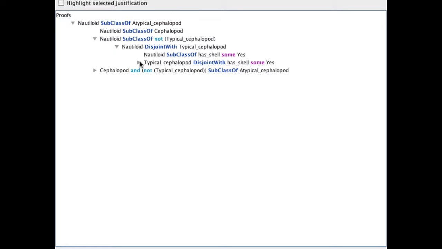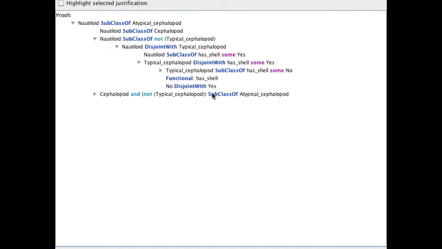Why is typical cephalopod disjoint with has shell some yes? Well, a typical cephalopod is a subclass of has shell some no. We've asserted that has shell is functional, which means that we can only have one has shell relationship. And we've also asserted in the ontology that no is disjoint with yes. So typical cephalopod must be disjoint with things that have shell some yes, because a typical cephalopod has shell some no.